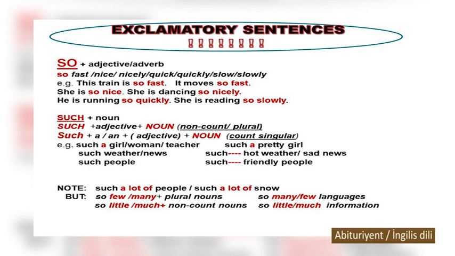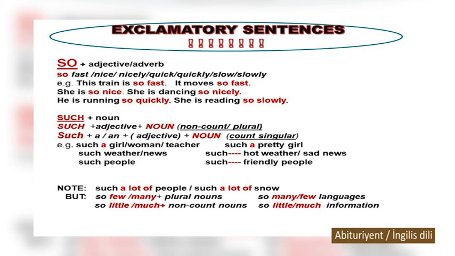You see that so fast, so nice or so nicely, so quick or quickly, so slow or slowly. If so describes a noun, we take an adjective. If so describes a verb, we use an adverb, for example, nicely or quickly or slowly. So fast, you know, fast has the same form as an adjective and as an adverb.